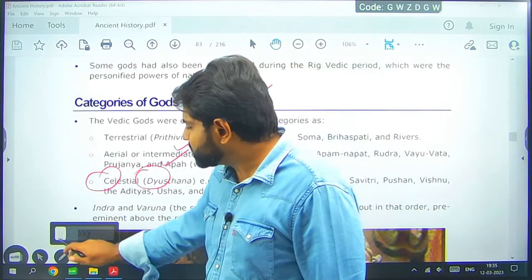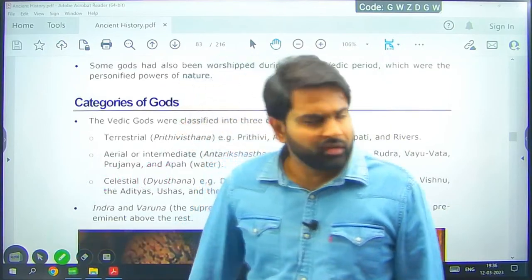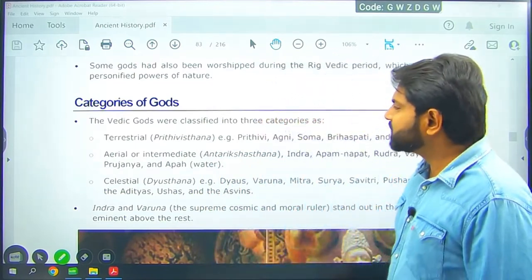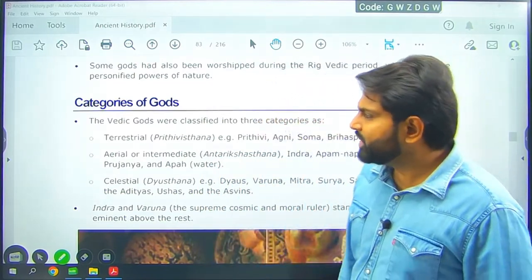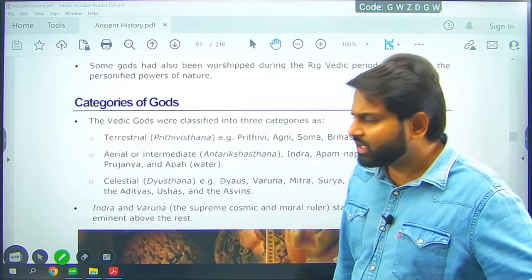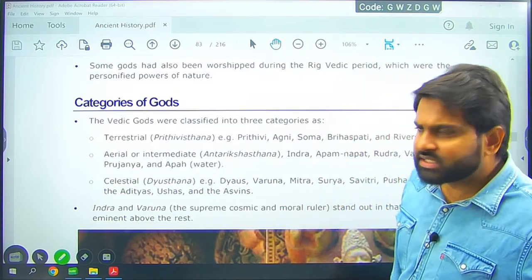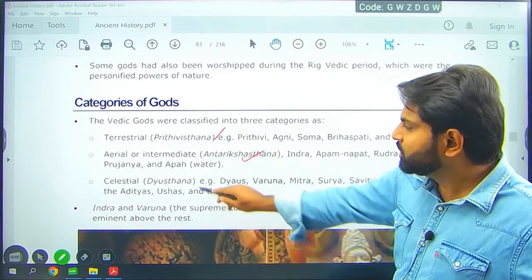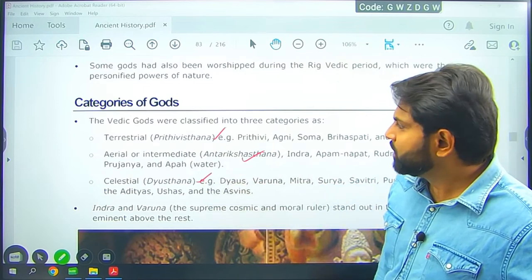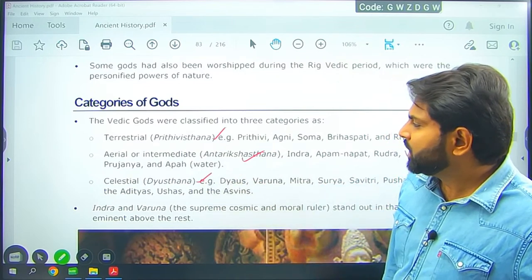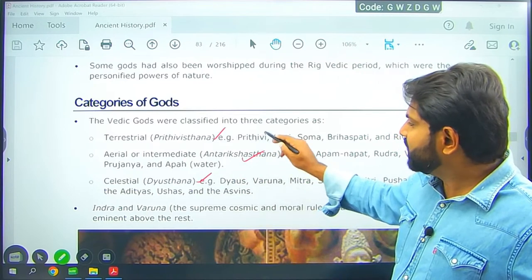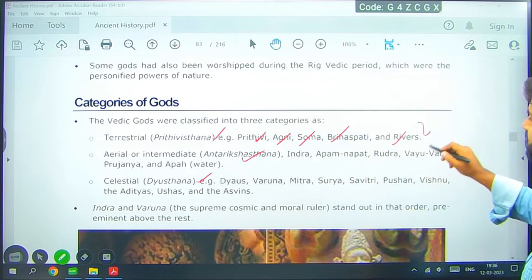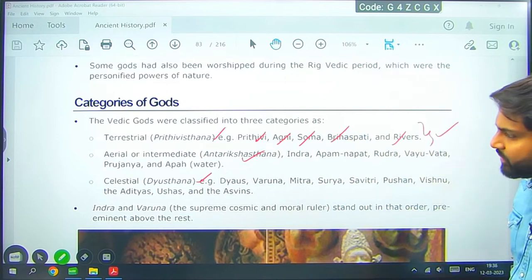And the categories of gods: gods, goddesses, demons. The Vedic gods were classified into three groups. One is terrestrial, the second is aerial, the third is celestial. Prithvisthana, Antarikshasthana, Dyusthana. Right? Prithvisthana, terrestrial gods: Prithvi, Agni, Soma, Brihaspati, and rivers are considered as gods themselves.